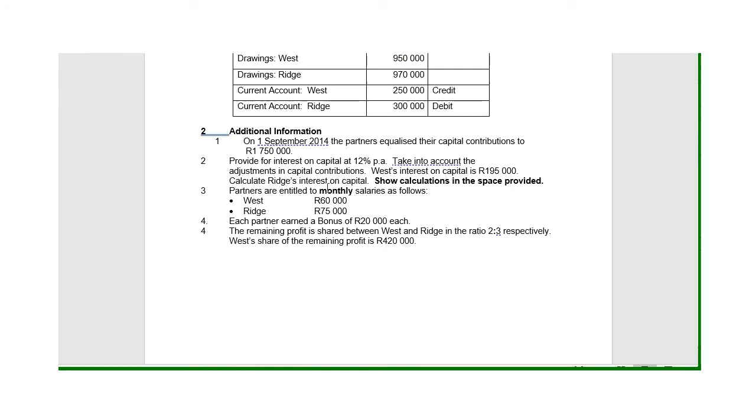Partners are entitled to a monthly salary. It's very important that you read properly, because they often like to give you the monthly salaries. Remember what we're doing now? We're working for the year. It's the whole year's amounts that the partners are entitled to. So these two partners were entitled to monthly salaries of 60 and 75,000, and we first have to convert it to a year figure. In other words, we must simply multiply both by 12 and then put the transaction through.